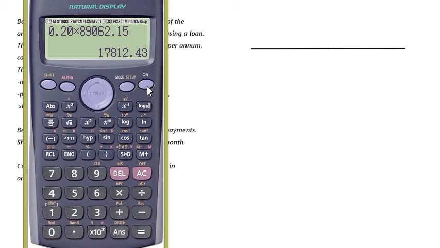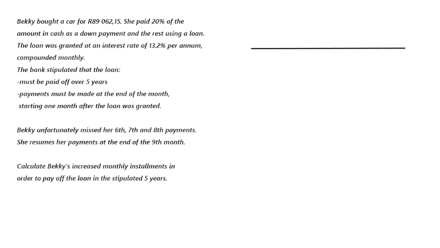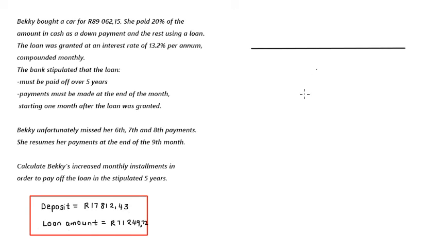Now that's in our answer. We now need to take the value of the car and subtract the answer that we just got. So her loan amount was actually 71,249 and 72 cents. So this is the amount that was paid using her loan. Right, so now we've just jotted down those two values here at the bottom of the screen.